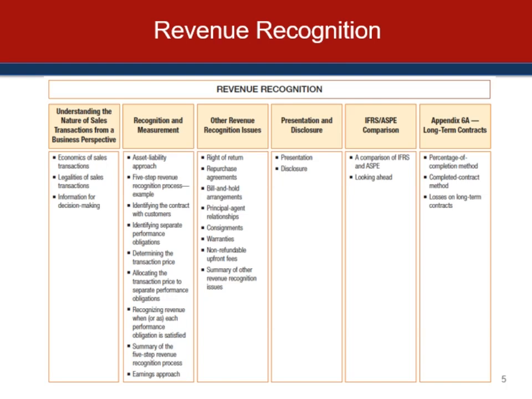Repurchase agreements, bill and hold arrangements, principal agent relationships, consignments, warranties, non-refundable upfront fees, and other revenue recognition issues. There are some fairly complex issues in recognizing revenue, so we'll talk about those as we go along. Presentation on disclosure includes footnote disclosure, or notes to the financial statements. Footnote is the term that they use south of the border. In general, Canada refers to them as notes to the financial statements. We'll talk about what's required disclosure with regard to revenue recognition. Of course, obviously the policy would be required, but also some other details would be disclosed as well. And that should give us a pretty good summary of where we're headed.